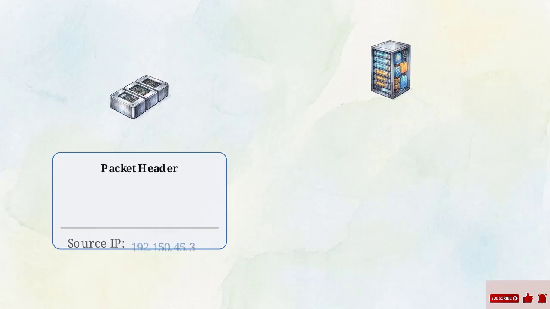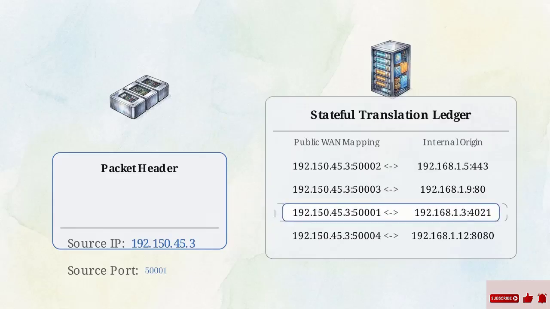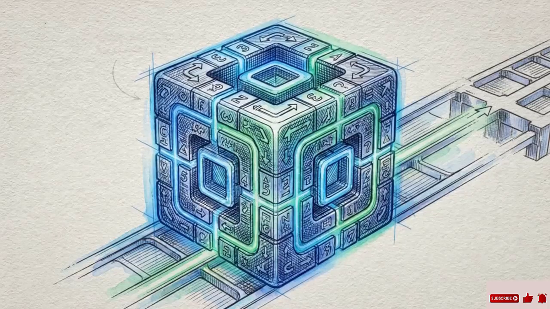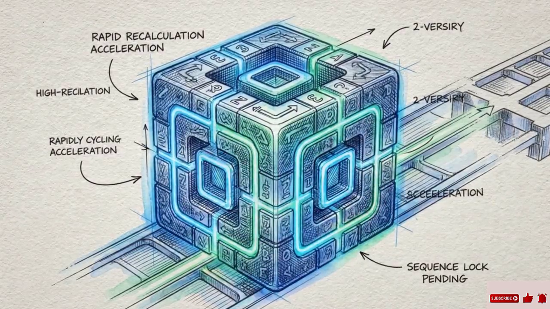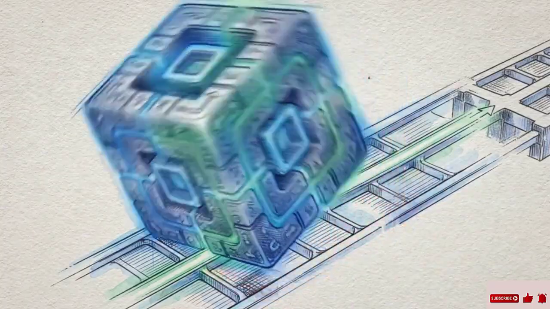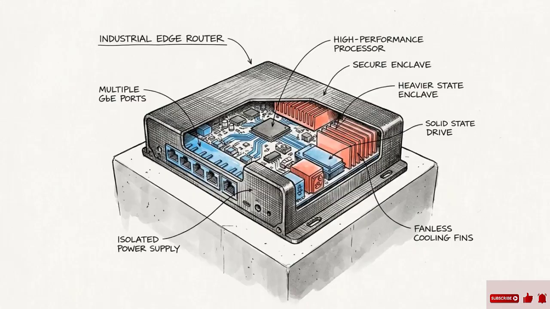The router strips the private source IP, replacing it with its public WAN IP. It generates an ephemeral port number, combining them into a claim ticket that is permanently recorded in a stateful translation ledger. Finally, the hardware recalculates the IP checksums to ensure the packet is mathematically valid and blasts the forged frame out to the ISP. The router has successfully stolen the packet.